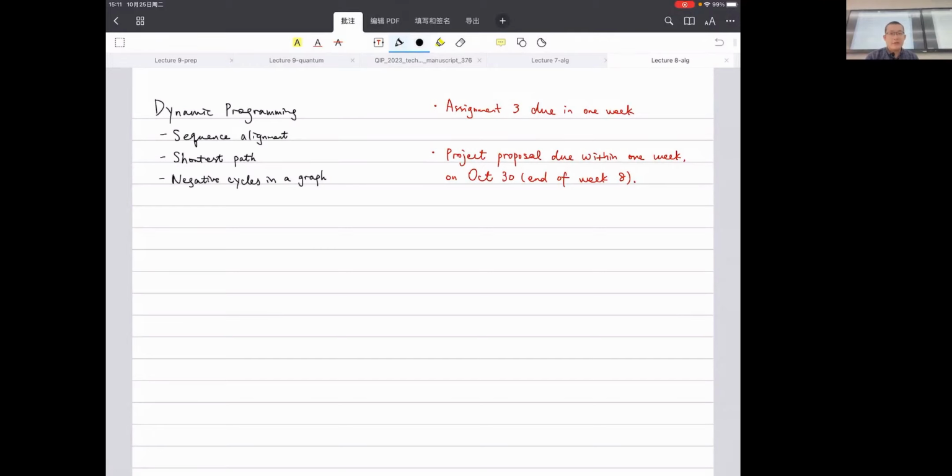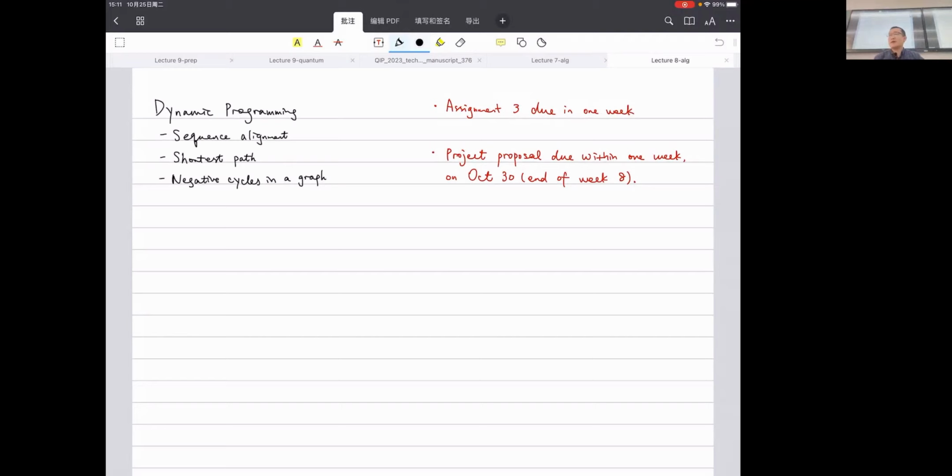Today we are going to talk about another 3 examples: sequence alignment, shortest path, and also negative cycles in a graph. Mostly for graph problems, we talk about positive weights, but there are also problems about negative weights and corresponding studies along that. Okay, so let's get started. Let's start with the sequence alignment problem.